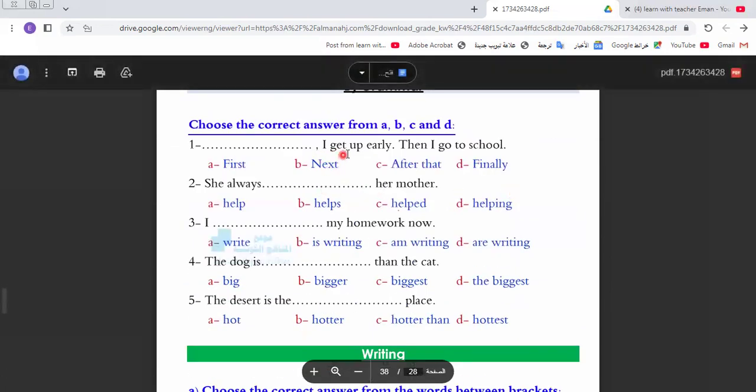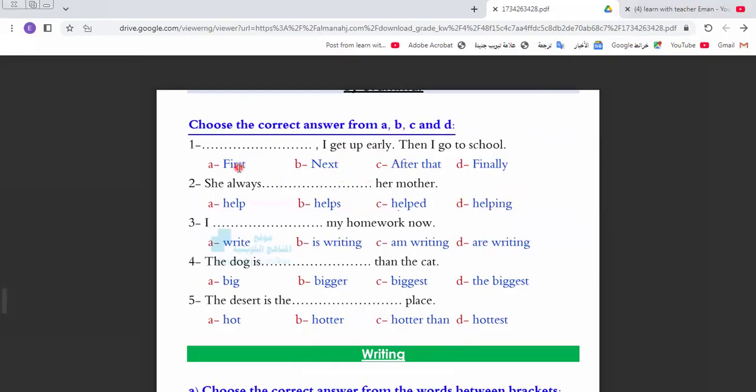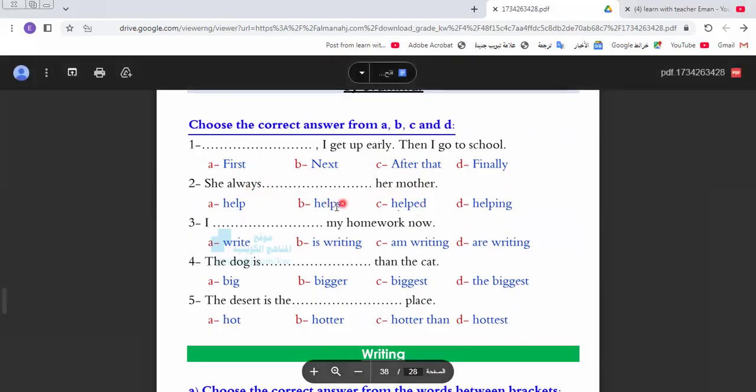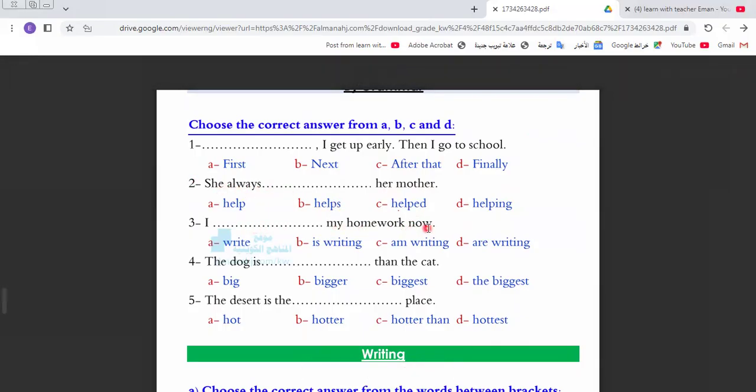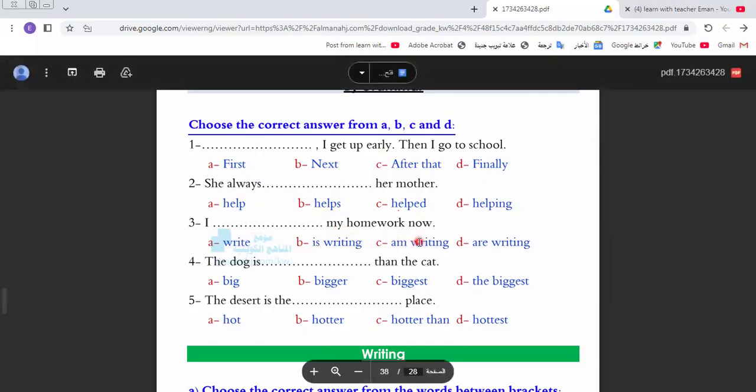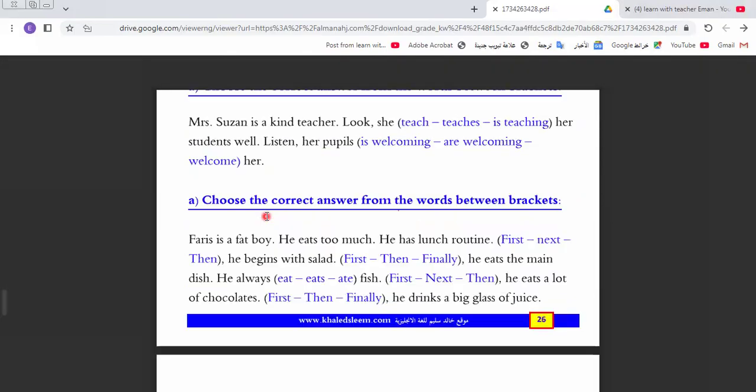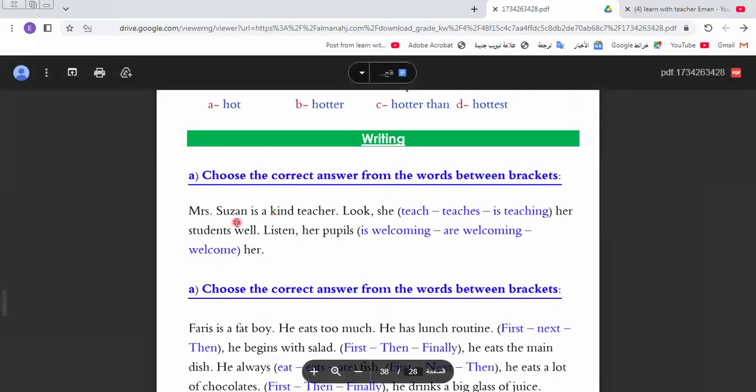Sorry. I get up early to be here first. She always helps her mother. Why helps? Because here she is singular, so we add s. I am writing my homework now. I will leave the rest for you to do by yourself as homework. Let's go to another one.